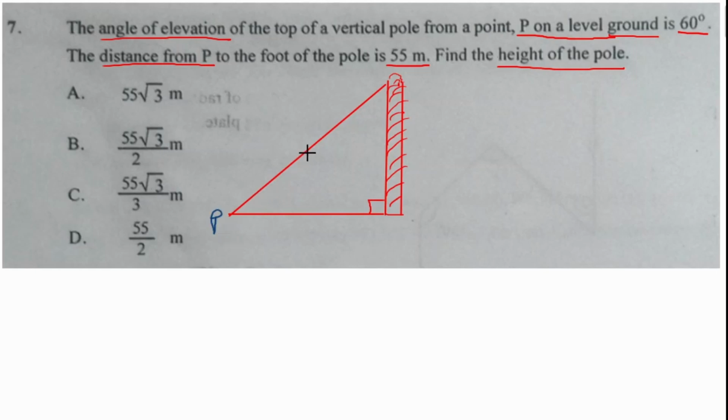And this angle of elevation is 60 degrees. So our 60 degrees is going to be here. This is the angle of elevation. And then the distance from P to the foot of the pole is 55 meters. So this is the foot of the pole, and then this is P. So 55 meters will be here. And the question is find the height of the pole. This is the height of the pole. Let's call it x.